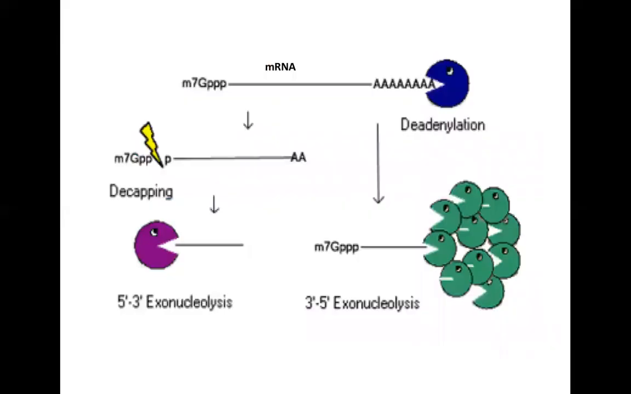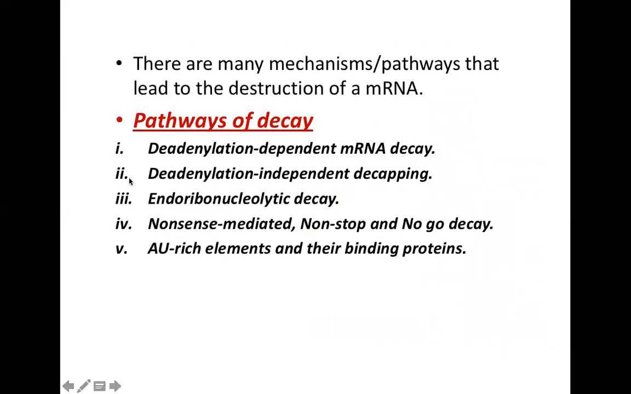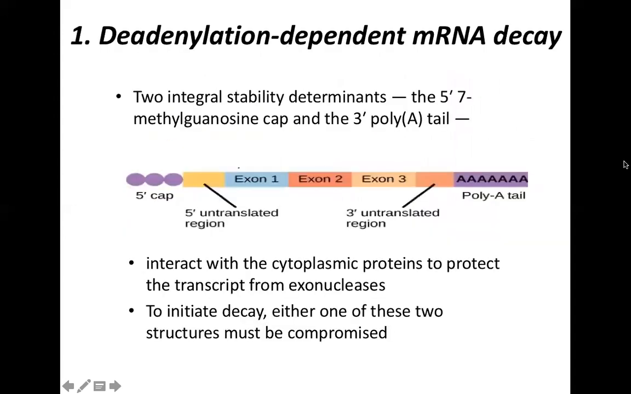So we will start with the first one today, the deadenylation-dependent mRNA decay. And then step by step, one by one, we will also talk about the other categories. So let's start with the first one, the deadenylation-dependent mRNA decay. As the name indicates, it is dependent upon deadenylation, means you cannot destroy this mRNA molecule without destroying the poly-A tail first. So these are two integral stability determinants, the 5' cap and the 3' poly-A tail.